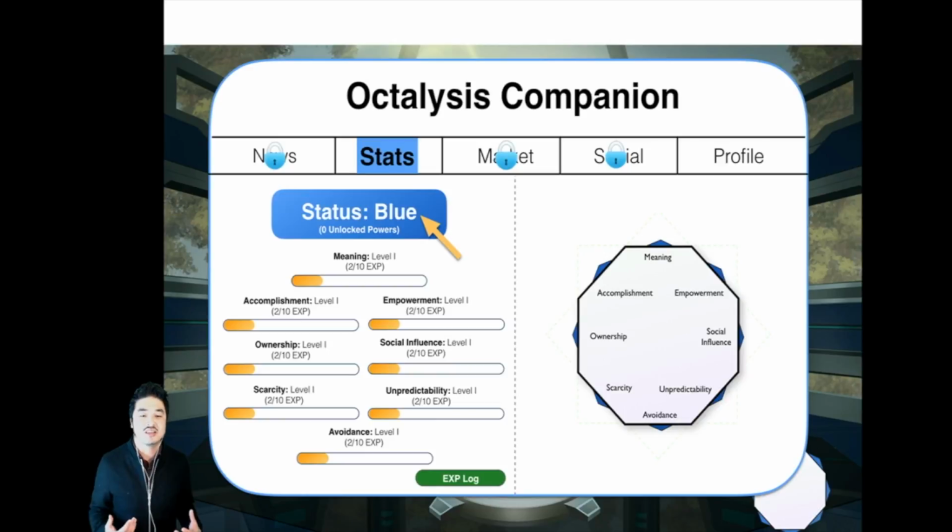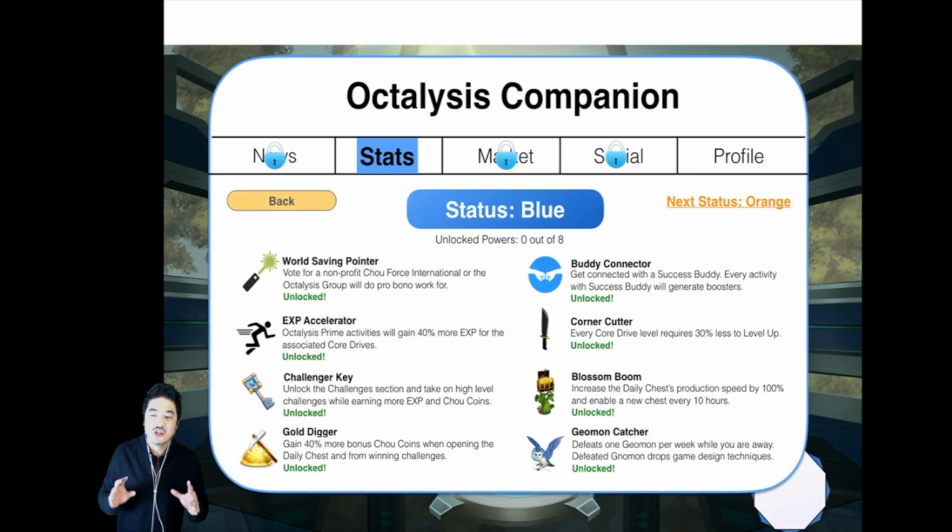So here you see status is blue, right? It's 0 unlocked powers. So a little bit of scarcity, like, whoa, what are these unlocked powers? And you can see how all your core drives have 2 EXP points. You're level 1 for that core drive because you did the Octalysis challenge. So the glowing choice right now says, hey, click on the status blue. So you click on it, and here you get to the point where we show powers. And I think this is super exciting.